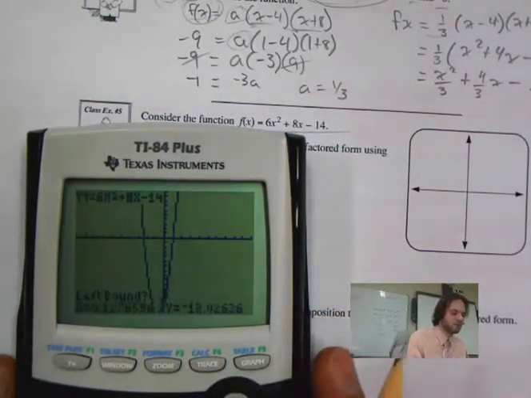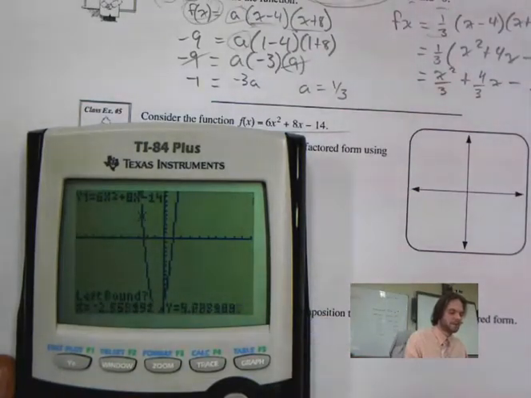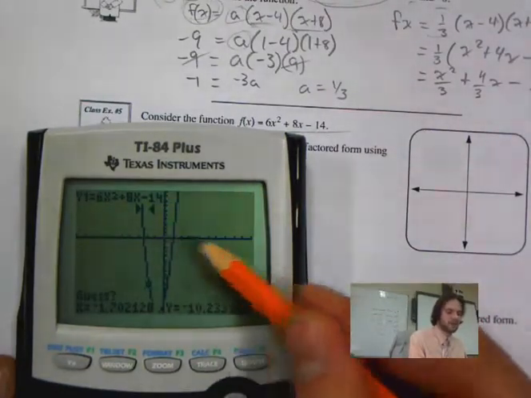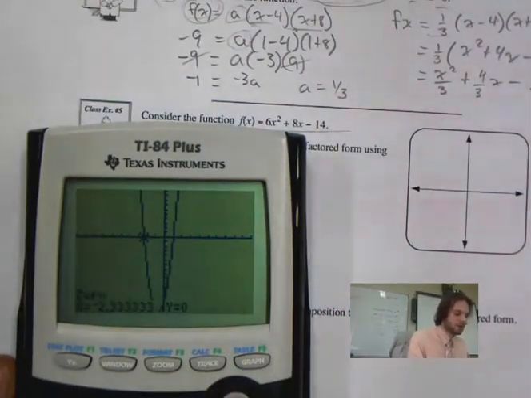So left bound. Left bound of the first one, that's left, push enter, go right, down, right there I am, enter, because that's right of that, and then we're going to go up. That's about my guess, enter. So I get that right there.